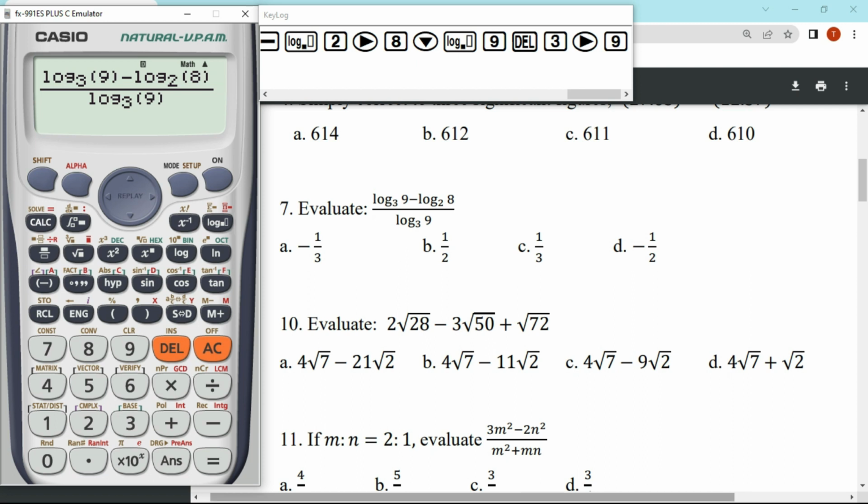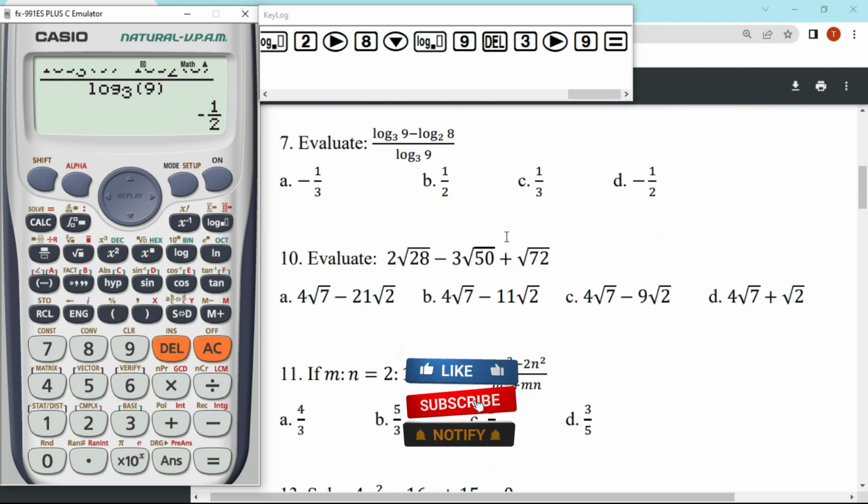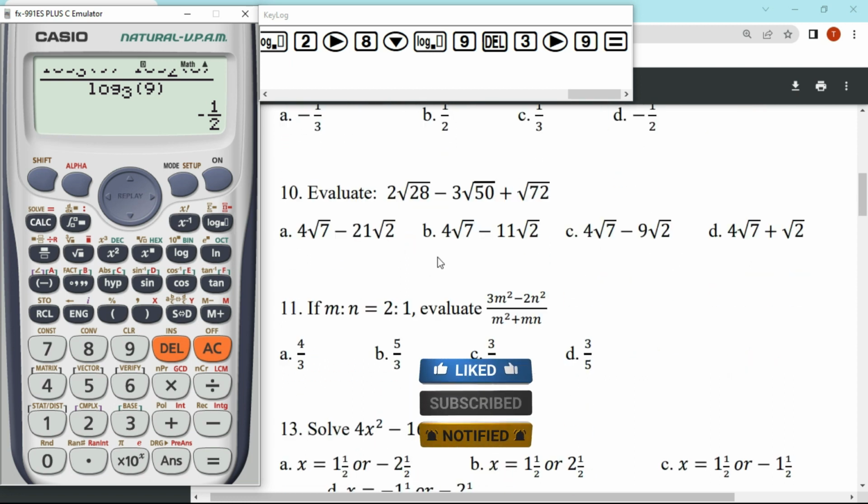So we just click on equal to, and it gives us the answer. The answer is minus half, or minus 1 over 2, which is D. Okay, so now let's move on straight to question 10.